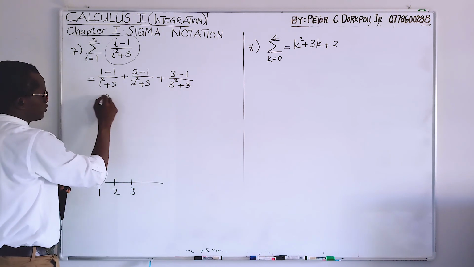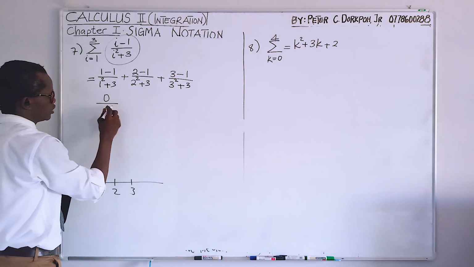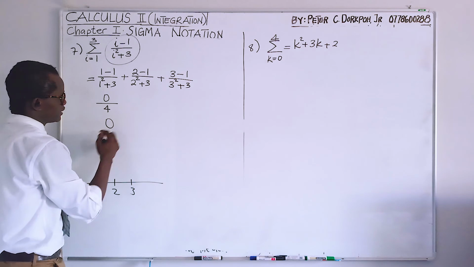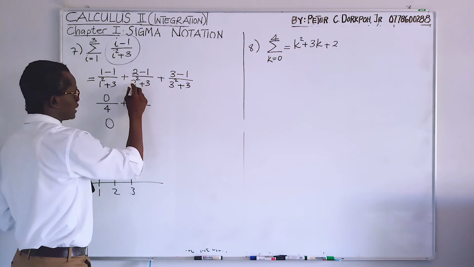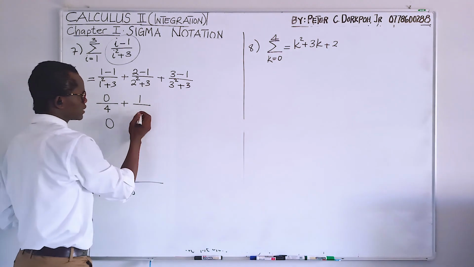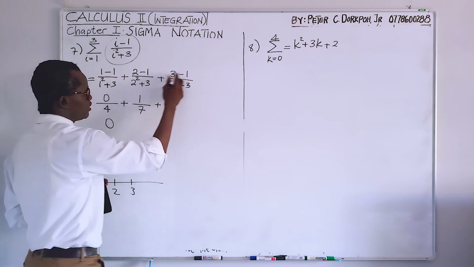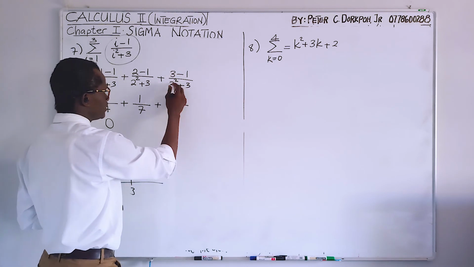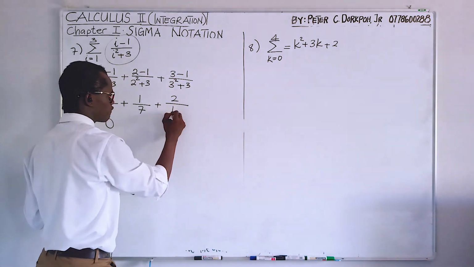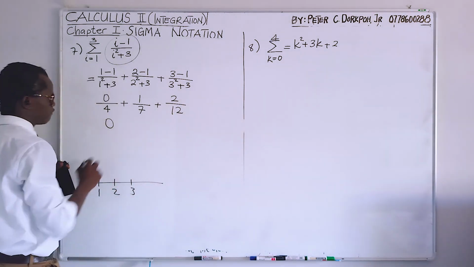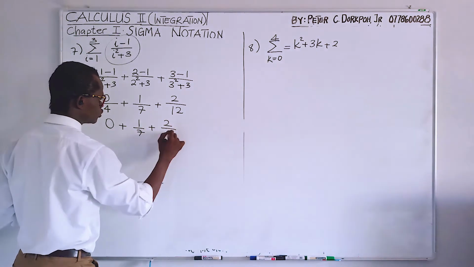So we do that now. 1 minus 1 is 0. 1 squared is 1. 1 plus 3 is 4. 0 divided by 4 is 0. So this one is just out. Plus 2 minus 1 is 1. This is now 2 times 2 is 4. 4 plus 3 is 7. Plus 3 minus 1 is 2. 3 times 3 is 9. 9 plus 3 now is 12. So therefore, this is 1 over 7 plus 2 over 12.